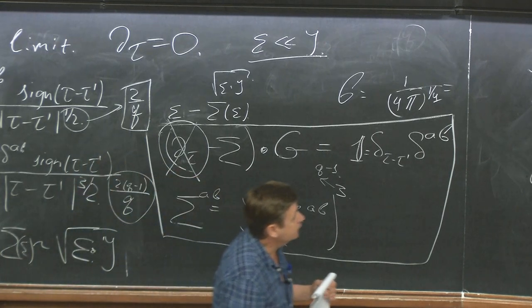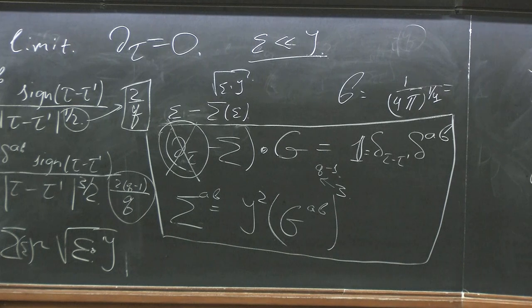But before I do this, let me just mention in passing that there is a very special choice of f of tau. Namely, if I choose it to be, what, I forgot. Tangent of pi tau over beta.